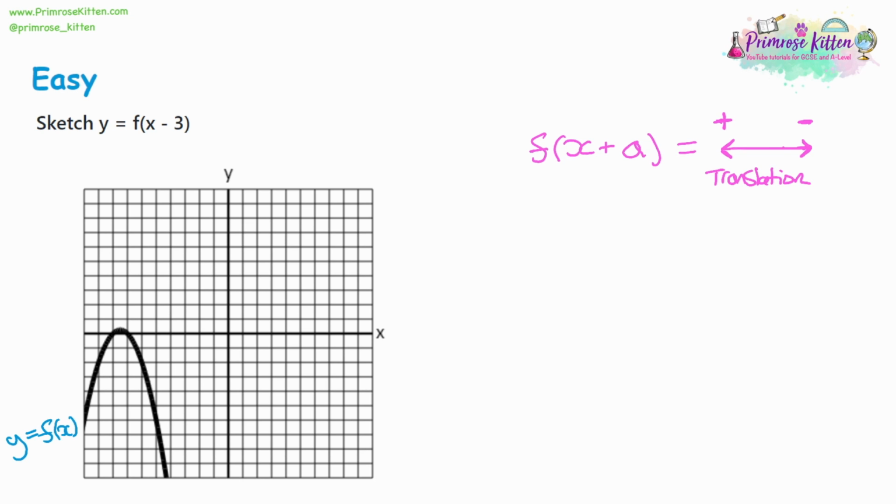So choose some kind of key points to make your sketch. The top of the curve is always a good one. Let's move that 3 places. The bottom's also a good place. Let's move that 3 places. And then also the intercept with the other side of the page as well. Let's move that 3 places.